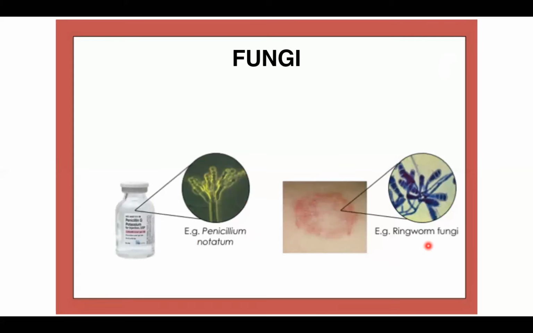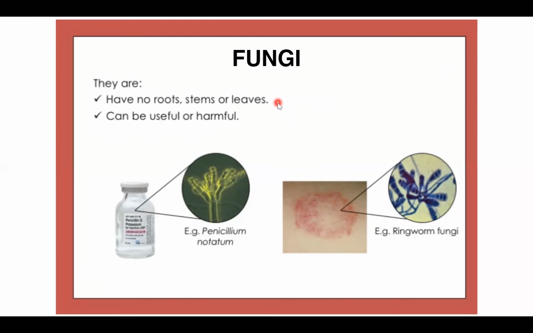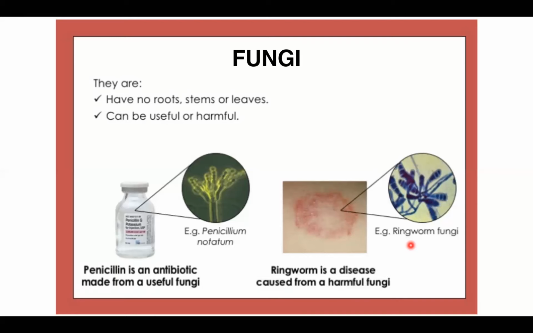And finally, the fungi. The fungi have no roots, stems, or leaves, and fungi can be useful or harmful. So you can see here on this slide, we have two examples of fungi, the Penicillium notatum and the ringworm fungi. You can use the Penicillium notatum to produce medicine such as this antibiotic medicine. So it's very useful. Whereas the ringworm fungi is very harmful as it can give you a disease called the ringworm disease.